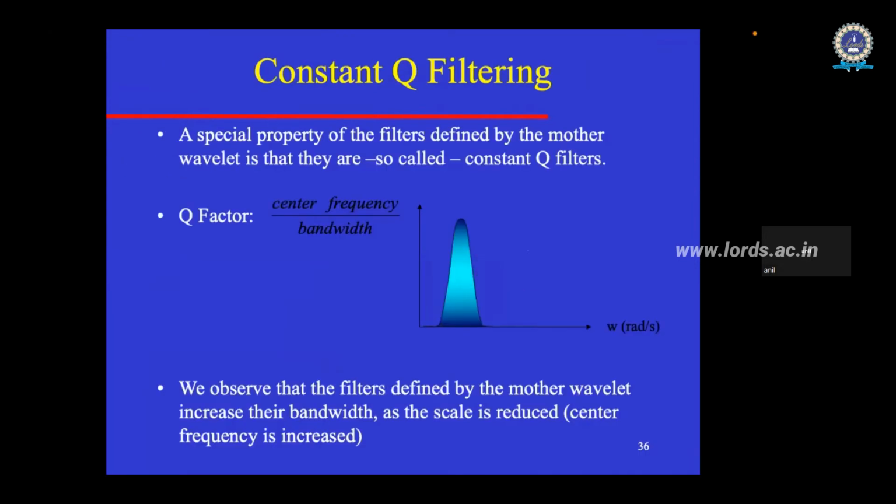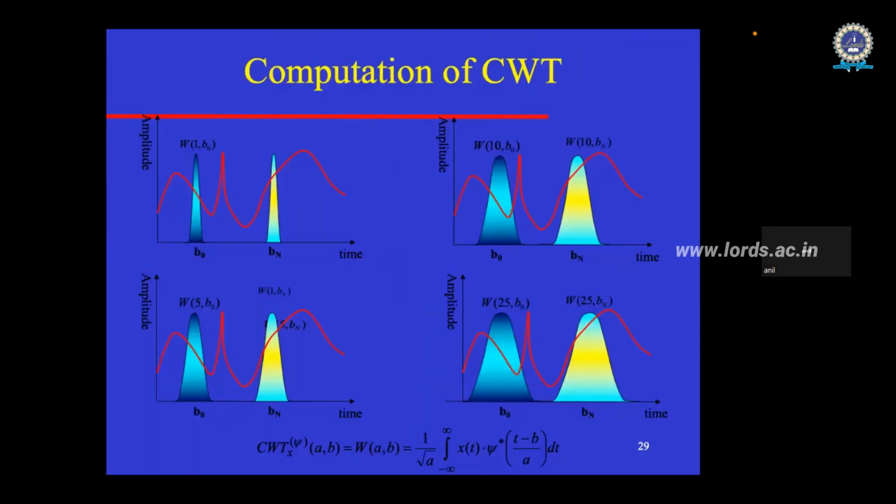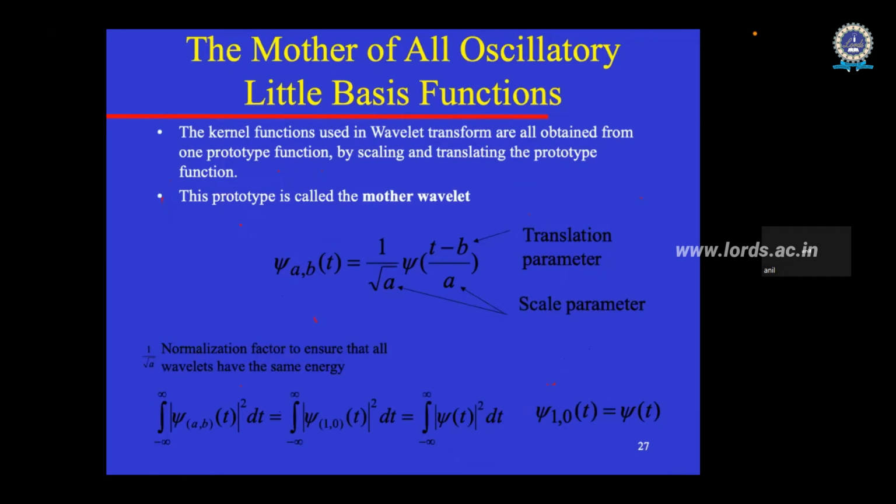These are the different wavelets. Hope you understand what I'm trying to say. The basis functions for the wavelet transform are unlike your Fourier transform, where your basis functions are there from minus infinity to infinity, right?